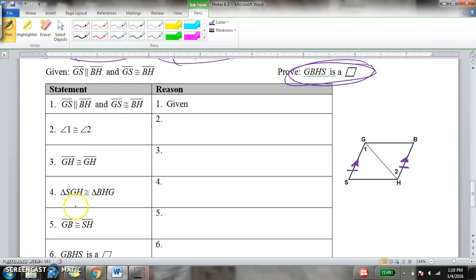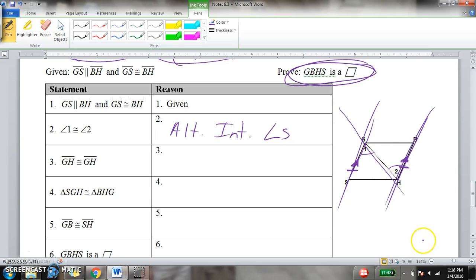So the next statement says angle 1 is congruent to angle 2. Well, since these are parallel, just like we talked about in the last section, these two angles, going back a few chapters ago, were called alternate interior angles. So that is why those are congruent. They're inside these two parallel lines, and they're on the opposite side of this transversal. Next, GH, this line down the middle, is congruent to itself. That reason we called a reflexive side.